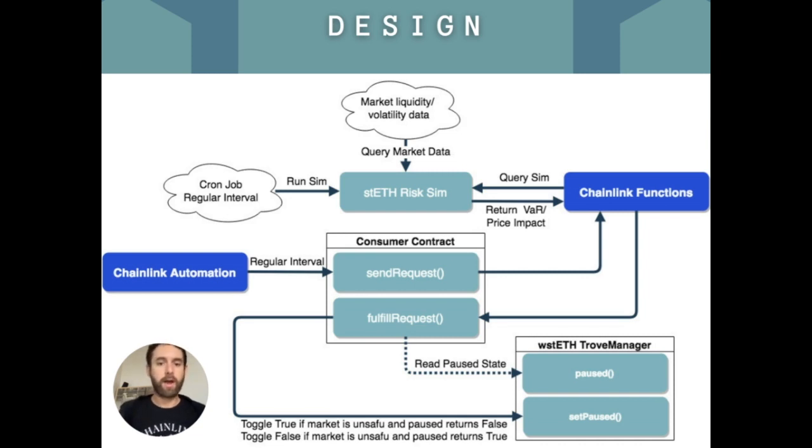So our overall design, you can see Chainlink Functions sits as the central component with the consumer contract triggered by Chainlink Automation to query our risk sim. Our risk sim collects market and volatility data, and that gets communicated back on chain with fulfill request. And the contract checks if the Trove manager is paused or unpaused and toggles true or false based off of the risk simulation. So let's go ahead and give a demonstration of our product.